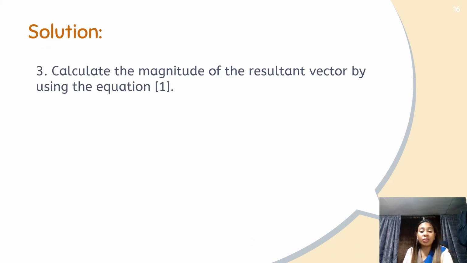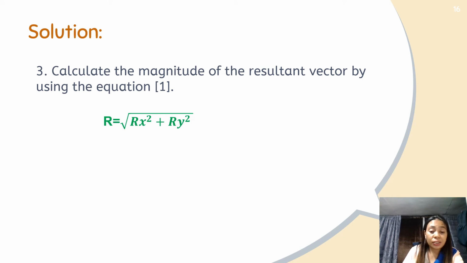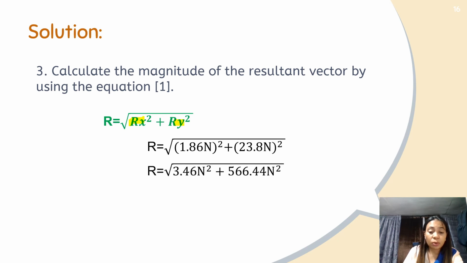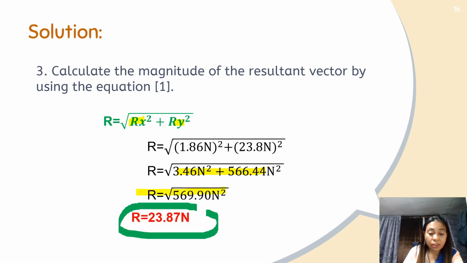Now for the direction, but before the direction, let's get the resultant, because we already have our Rx and Ry. So substitute your Rx and Ry, then square them: 1.86 squared plus 23.8 squared. The resultant is the square root of that, and the square root of it is 23.8.